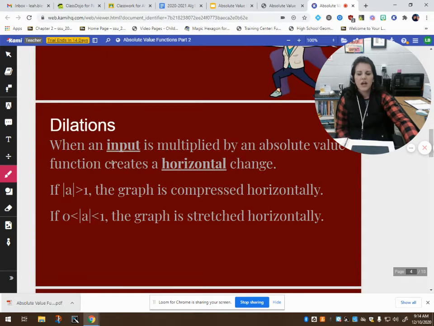There's also the dilation that can occur if we take an input and multiply it inside an absolute value function. This creates a horizontal change. Again, if that number is bigger than 1, then the graph is this time compressed horizontally. And if the number falls between 0 and 1, then it is stretched horizontally.